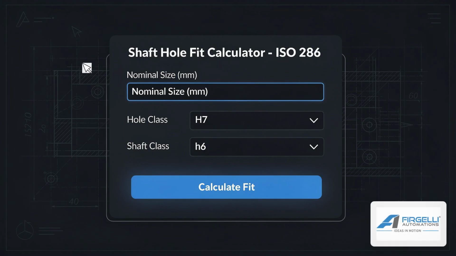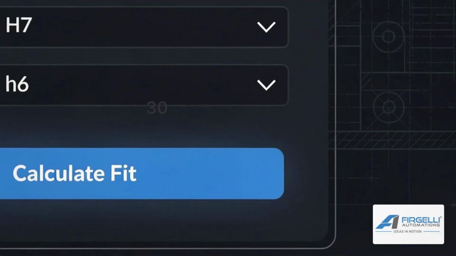Finally, enter the nominal size in millimeters. This is the basic diameter around which the tolerances are applied. I'll type in 30 millimeters. Now I'll click Calculate Fit.